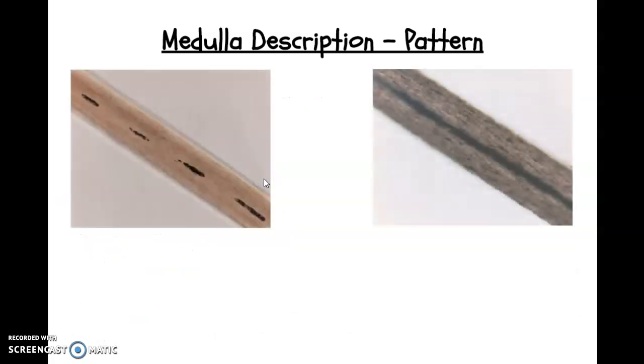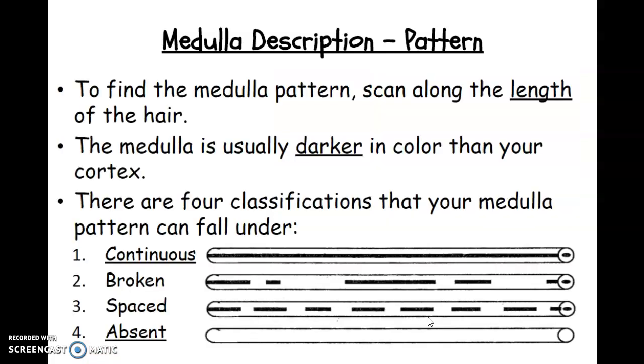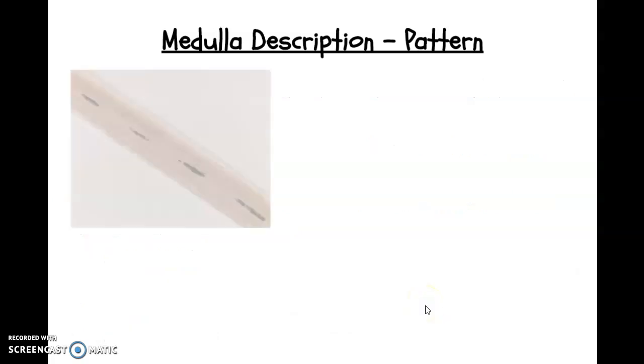So here we have examples. This one is spaced. This one here is continuous. See how it's all the way through? Then here we have absent. It's not there at all. And then this one is broken. I forgot the word for it.